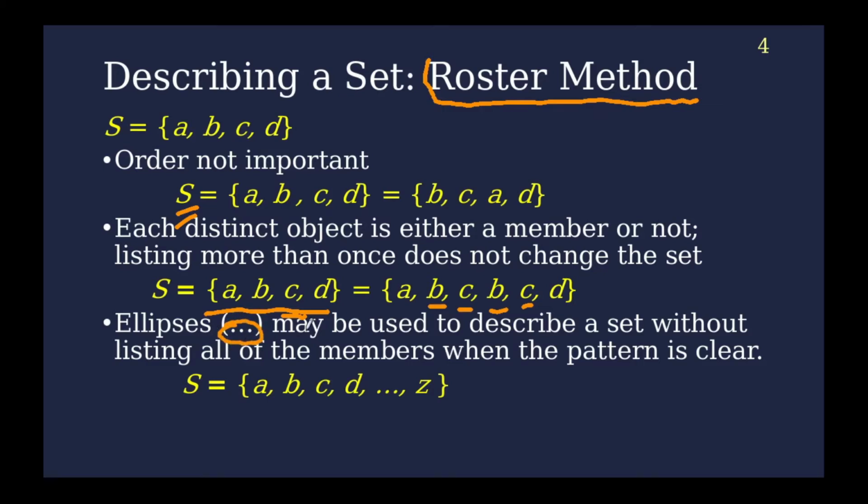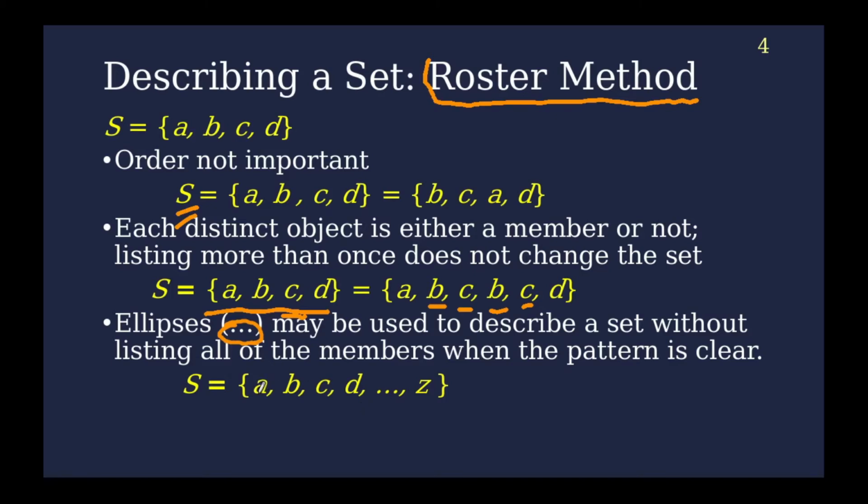Note here, these 3 dots are called ellipses. These ellipses may be used to describe a set without listing all the elements when the pattern is clear. When the pattern is clear, we should not list all the elements. For example, say you want to describe the 26 alphabets of the English language.